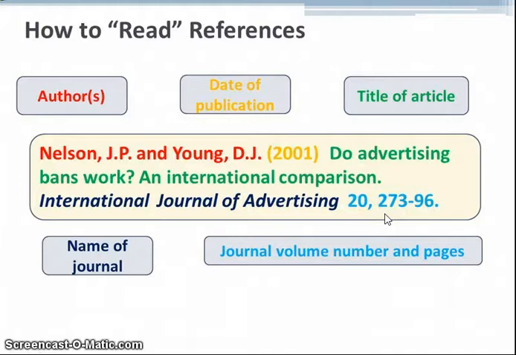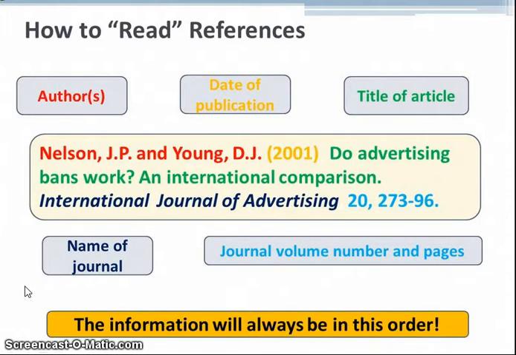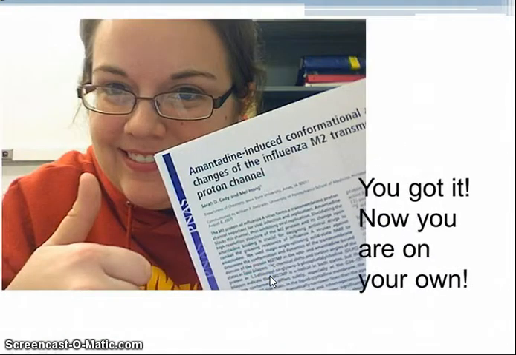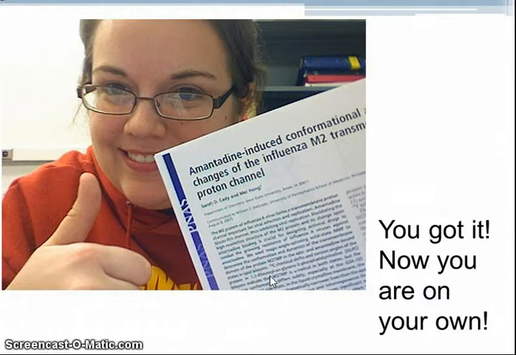And basically what we have to remember about references is this. The information will always be in this order: author, date of publication, title of the article, name of the journal, and the journal volume number and pages. So guys, you got it, I think, and now you're on your own, so you're going to be reading a few abstracts and answering some questions about them. So have fun.